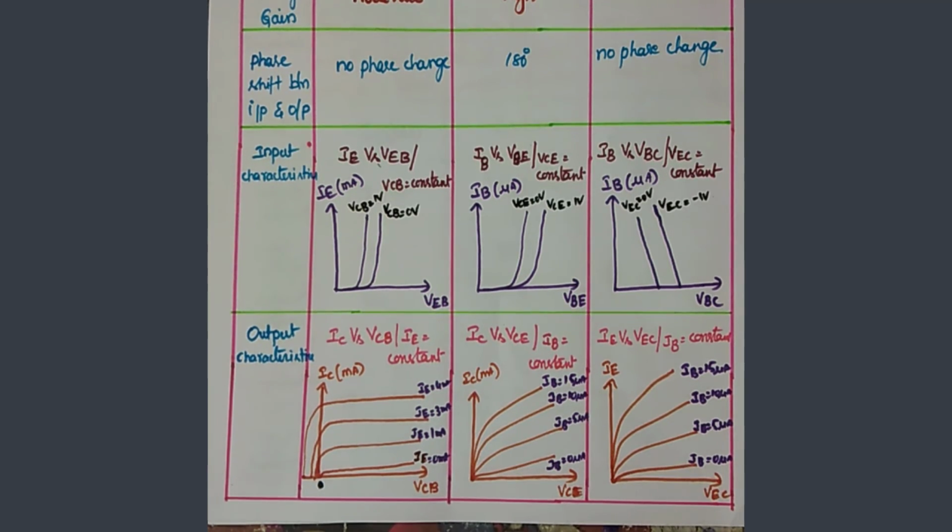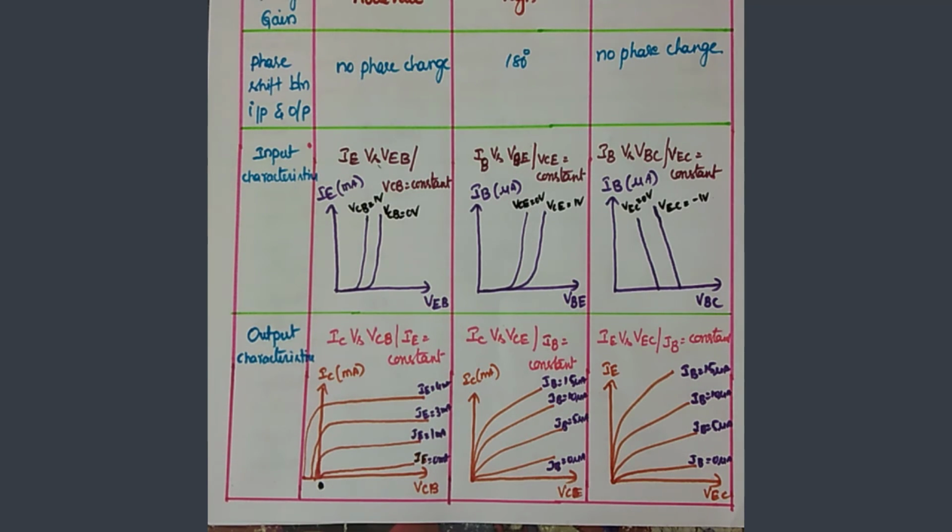So this is about the comparison of the three configurations: common base, common emitter, common collector. I explained the input and output characteristics of all these configurations in great detail in the previous videos. Please go through those videos for detailed explanation. And when you're going for exams, you must remember this table.